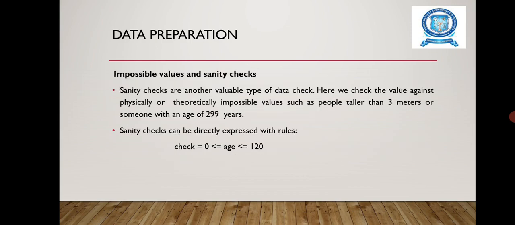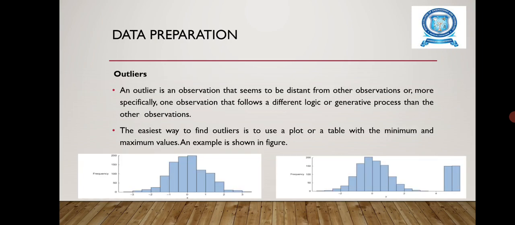Impossible values and sanity checks. Sanity checks are another valuable type of data check. Here we check the value against physically or theoretically impossible values, such as people taller than 3 meters or someone with an age of 299 years. Sanity checks can be directly expressed with rules: check is equal to 0 less than or equal to age less than or equal to 120.